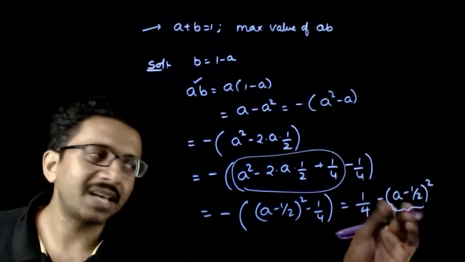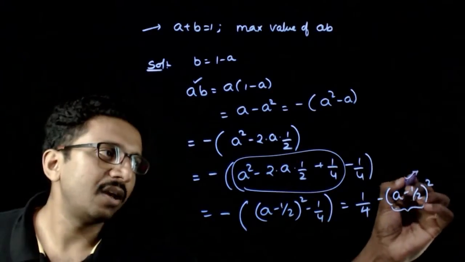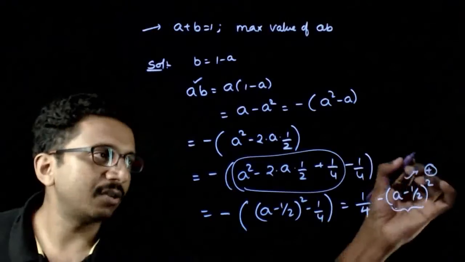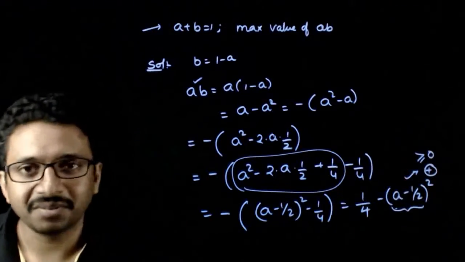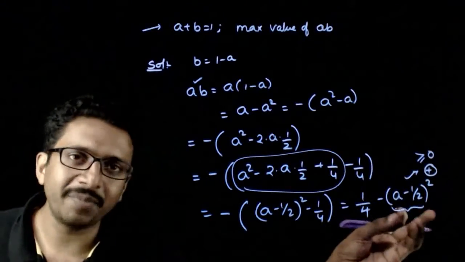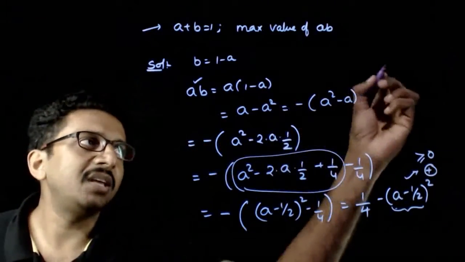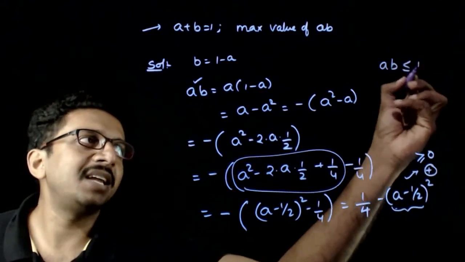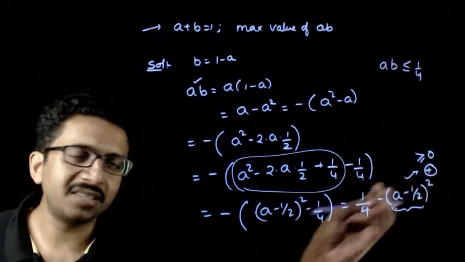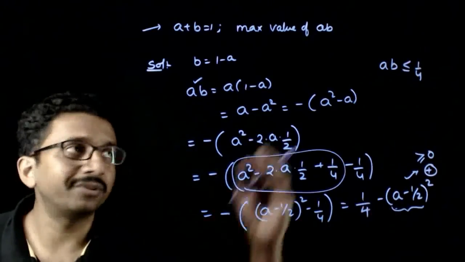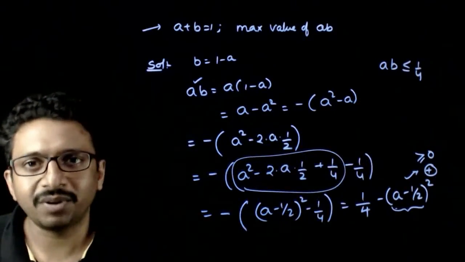This a minus half whole square is a square, that is always positive. So this is always greater than or equal to 0. I am subtracting some number from 1 by 4. So can I say that ab will always be less than or equal to 1 by 4? If I subtract 0, you get 1 by 4. If I subtract anything else, you get a number less than 1 by 4. So ab is less than or equal to 1 by 4.